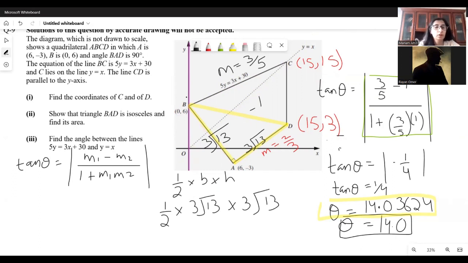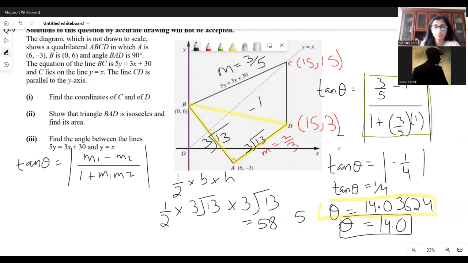So answer square times half. 58.5 is the answer. Yes, that should be the answer. That's correct. I don't know where the answers are written, but I'm pretty sure it's correct. Yes, it is correct. Okay.